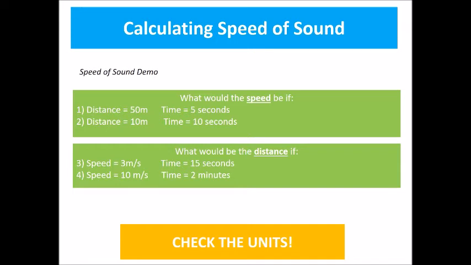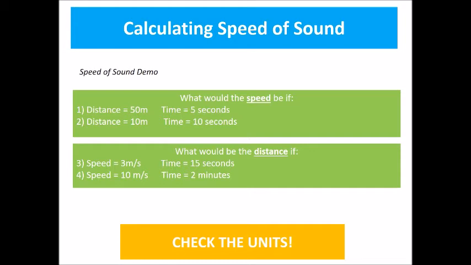So what would the speed be if distance is 50 meters and the time is 5 seconds? What would the speed be if distance was 10 meters and time was 10 seconds? And then the next two I want you to do: what would the distance be if the speed was 3 meters per second and the time was 15 seconds?